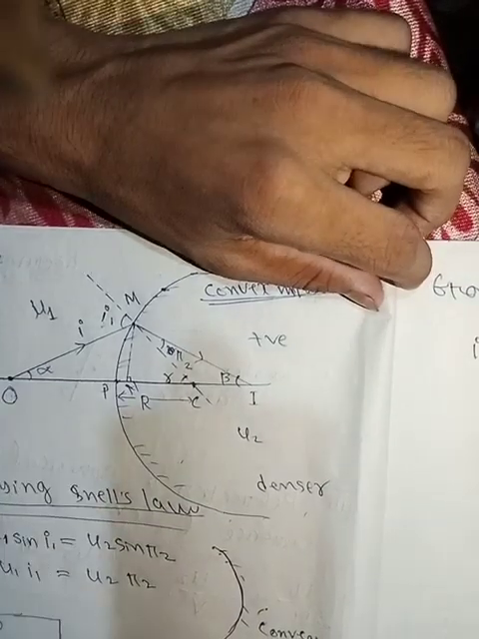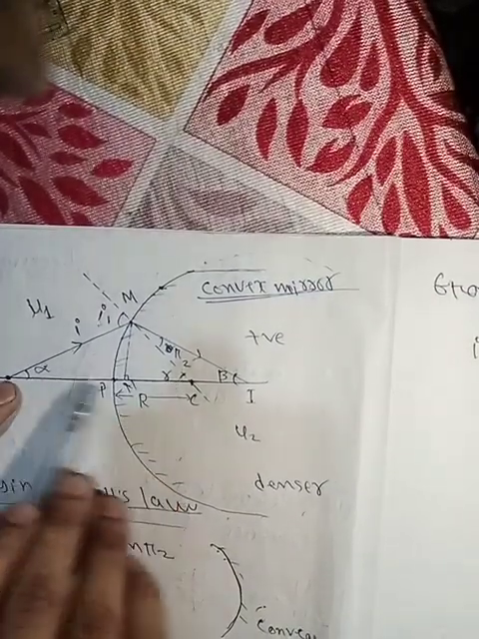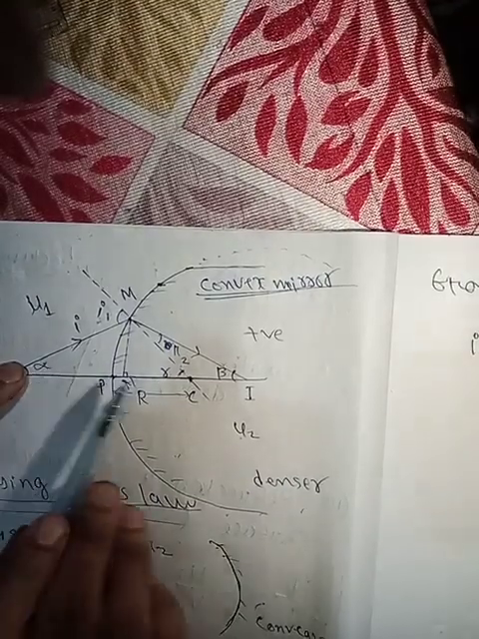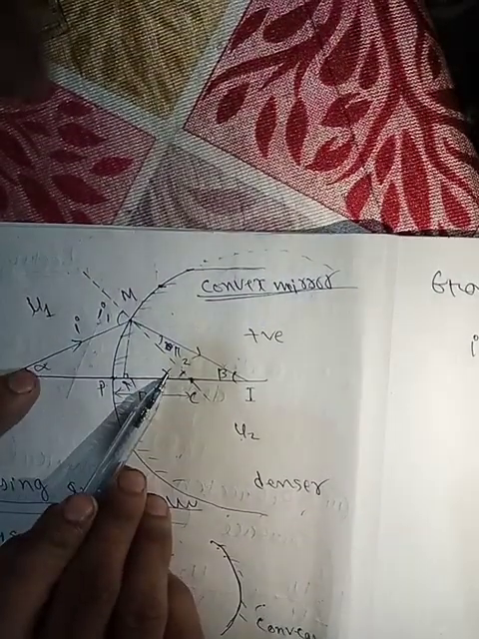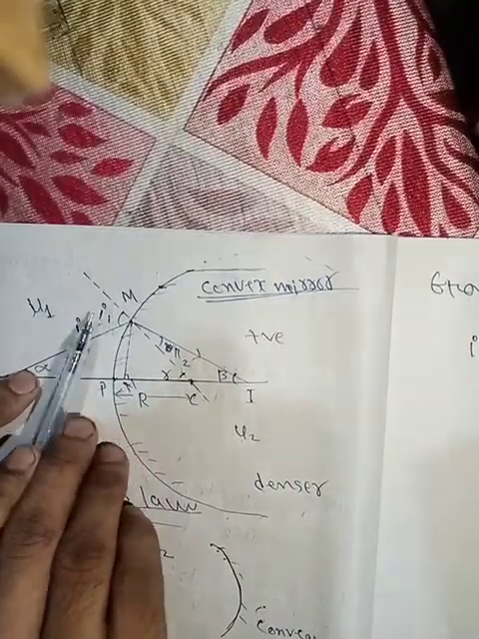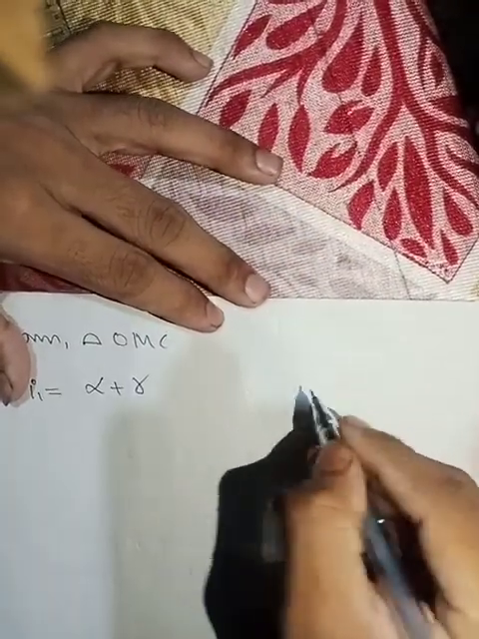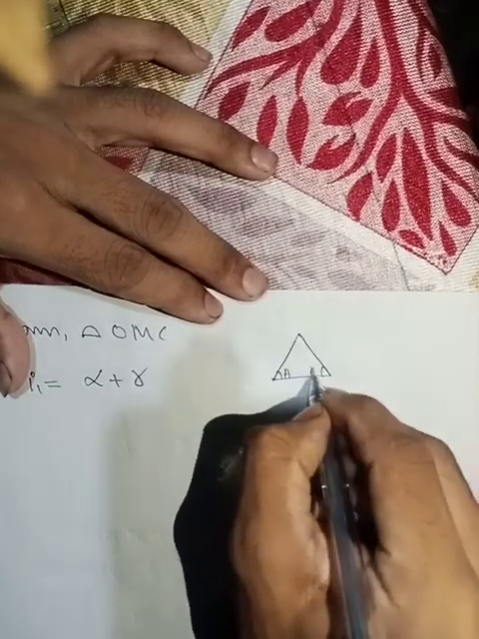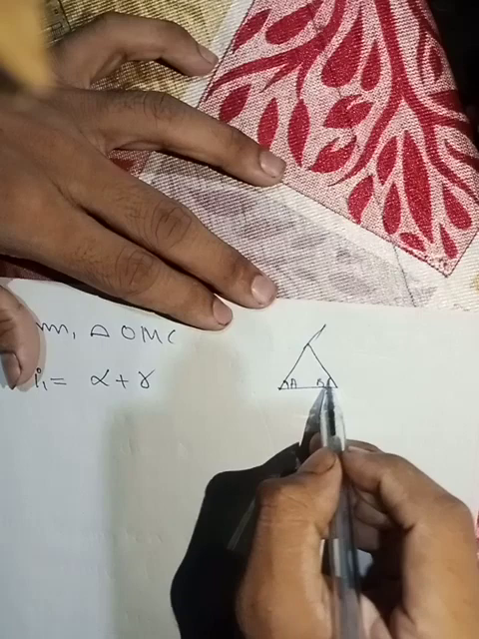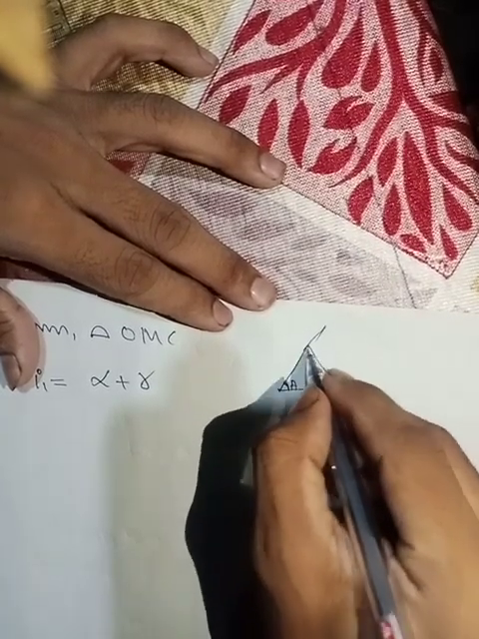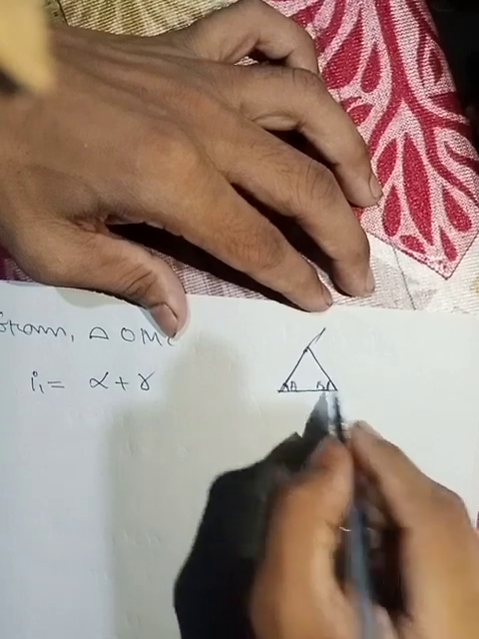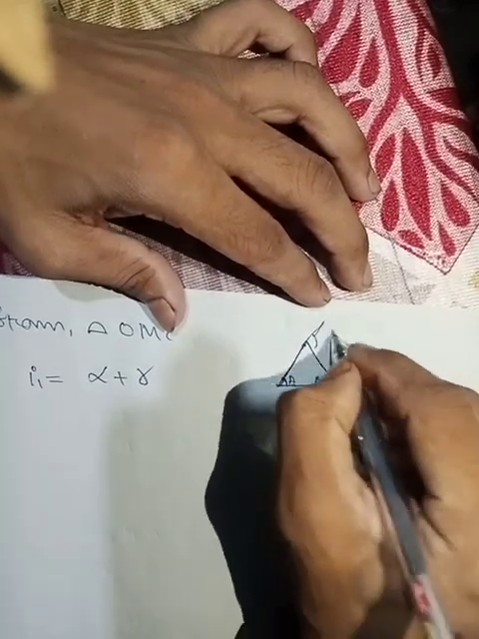Are you able to get it? The sum of the two internal angles is equal to the external angle of the third angle. Don't be confused. Let's say this is a triangle, this angle is A and this angle is B. The sum of the two angles of the triangle is equal to the external angle at the third, so A plus B.